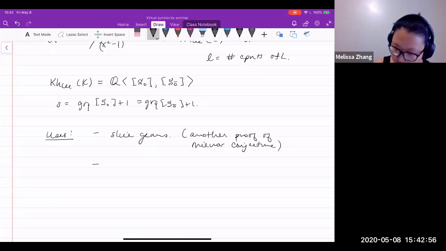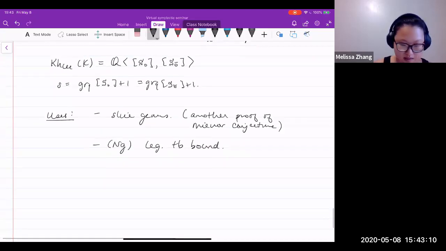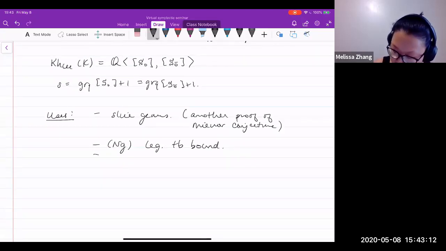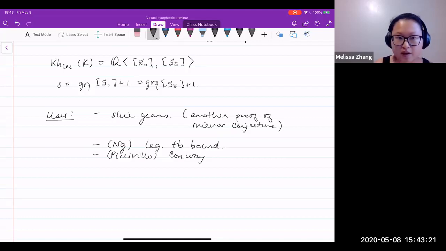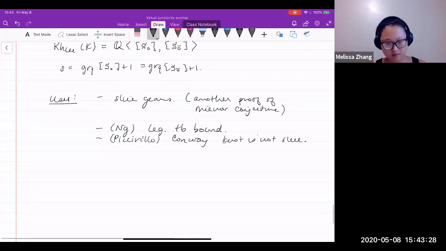You can also port this idea to contact topology. So Lenny Ng proved that you can get a Lagrangian Thurston-Bennequin bound using the s invariant. And most recently, Lisa Piccirillo proved that the Conway knot is not slice, and that was a very open conjecture for a while. Okay.